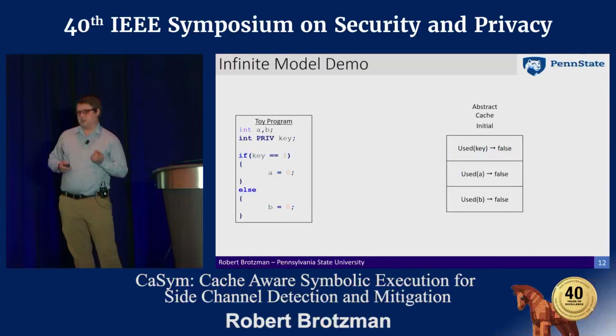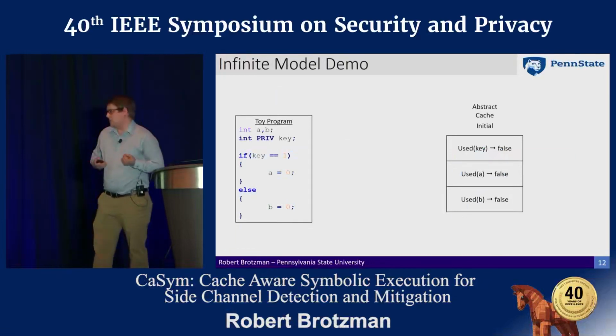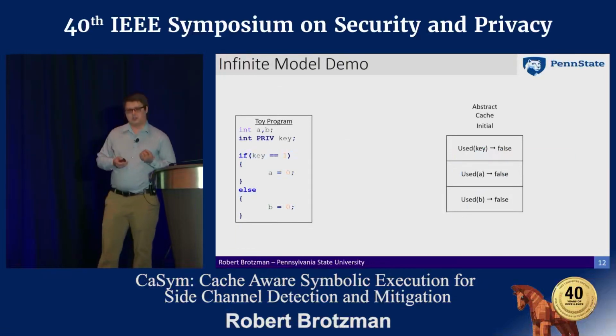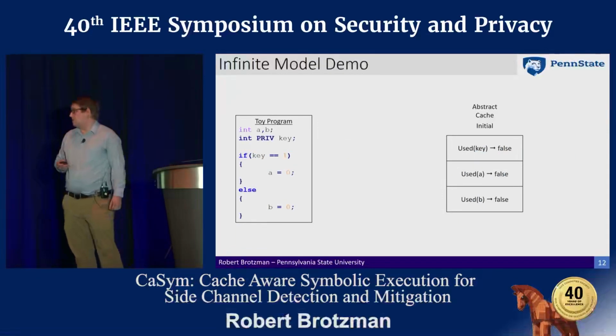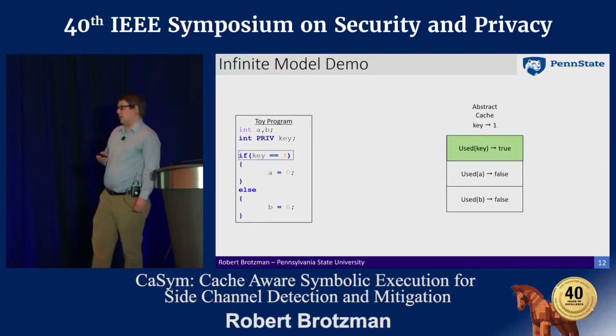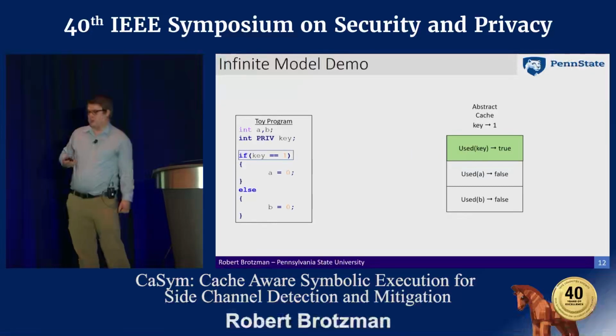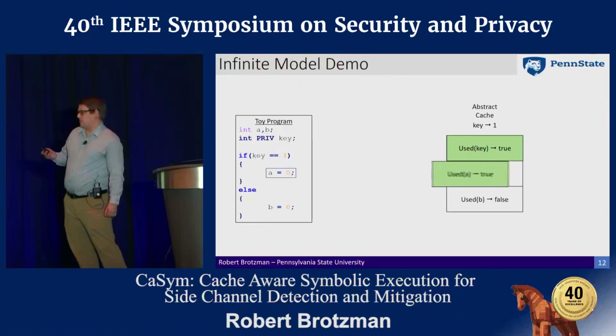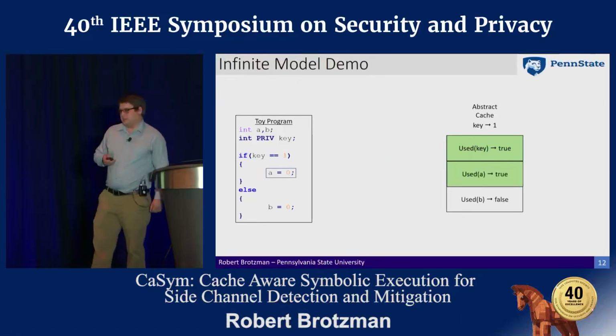To demonstrate how these models would work, we have this toy program here, and we're going to initialize the cache to be all false. Then when we execute the if condition here, we're going to access the key, so we'll mark that as true. You'll note that the key value here is assigned to be 1, so we'll go down to the then branch, and we'll get A as access, and we'll get true.